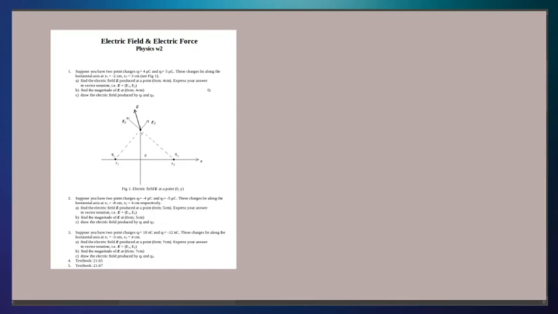So, electric field in 2D. This is from worksheet 2, I think, that you have in Canvas. I'm going to solve the first problem. And then after that, you should do 2, 3, and then pick one of these, 4 or 5.